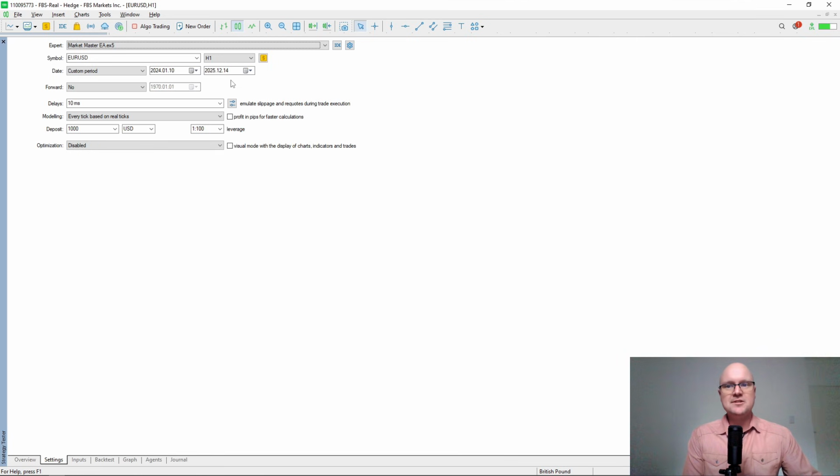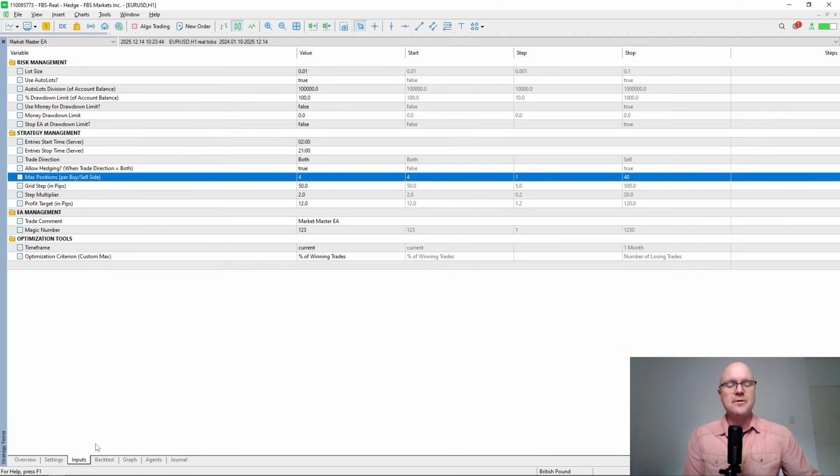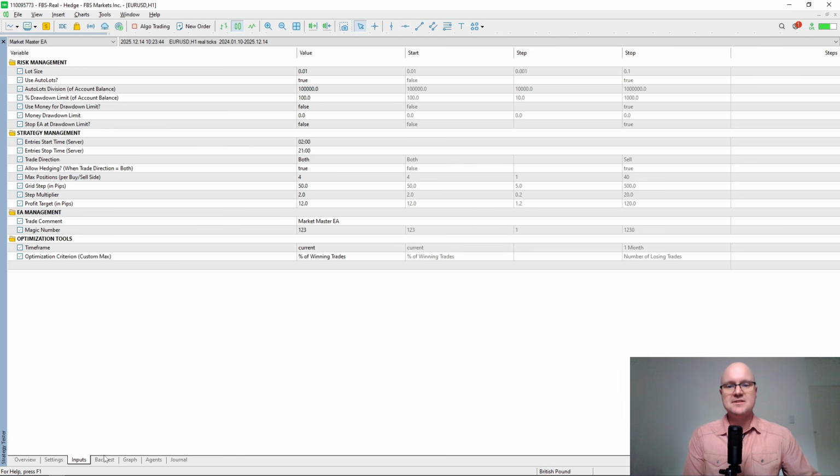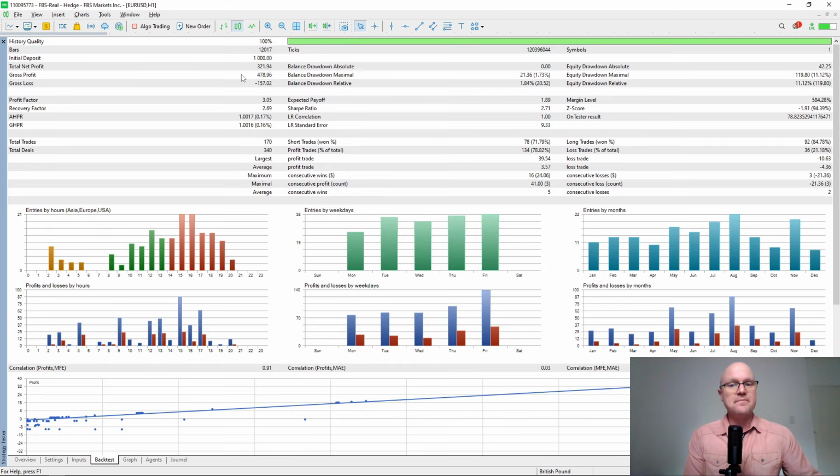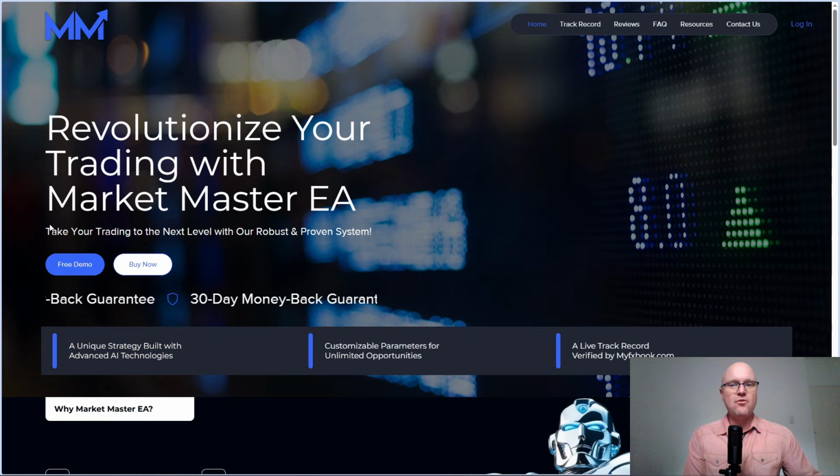Now, what I also like to do is a slightly shorter test to see how it performs in recent market environments. And for the second test, I tested from the 10th of January 2024 until the 14th of December 2025. During this period, it gave a total net return of over $300, or in other words, a 30% gain, with a maximum equity drawdown of only 11.12, giving us a 1-to-3 ratio for our drawdown to return for this EA.